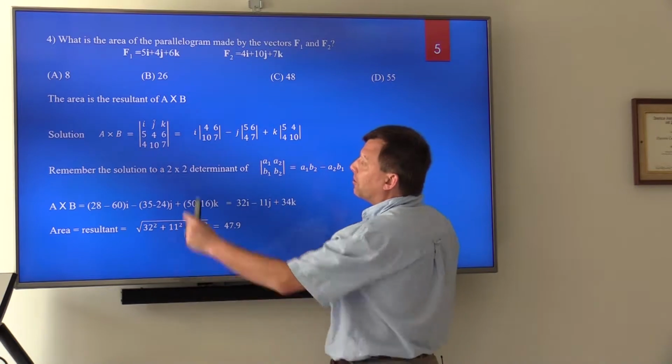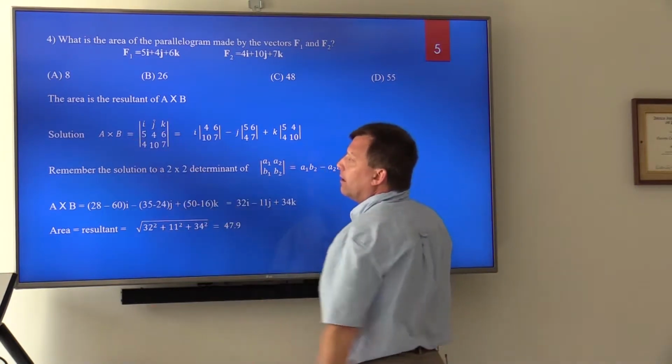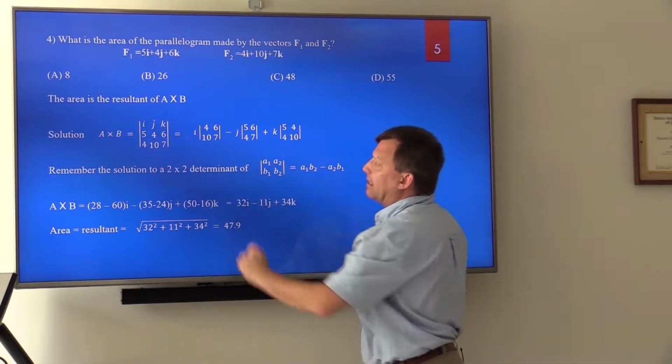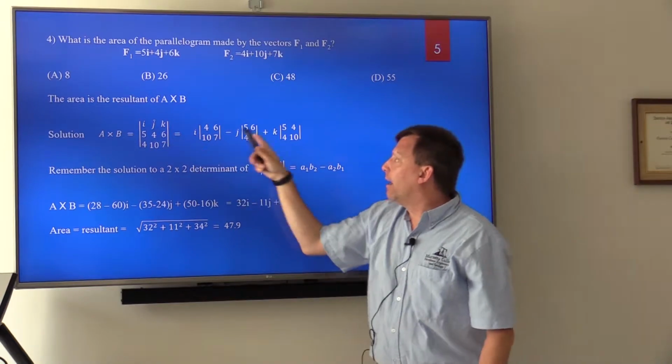So the way you expand it out into this format over here, if you're going to do I first, you bring the I out in front, and then you block off the column and the row, so then you end up with 4, 6, and 10, 7. And then, of course, minus J the same way, and minus K.